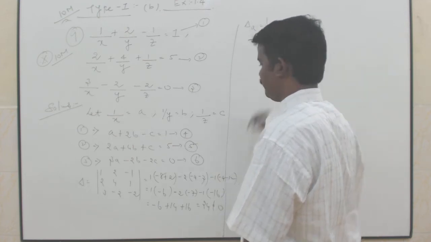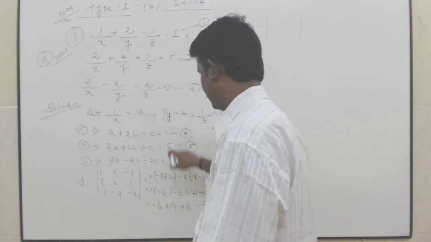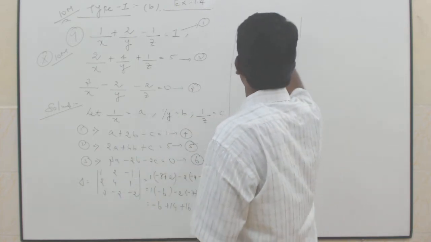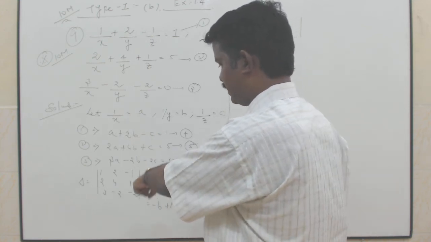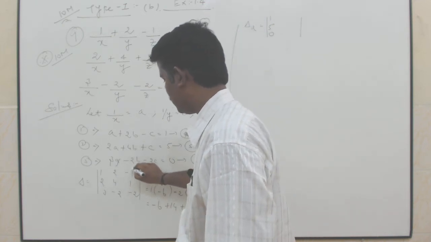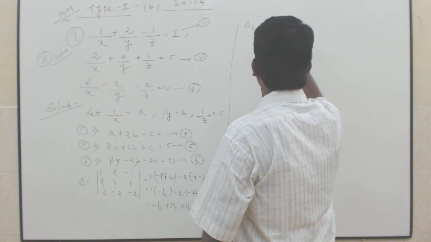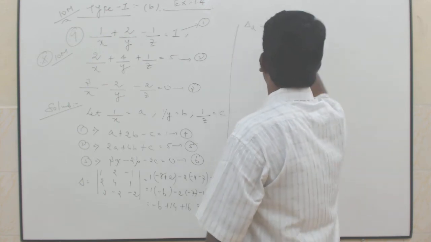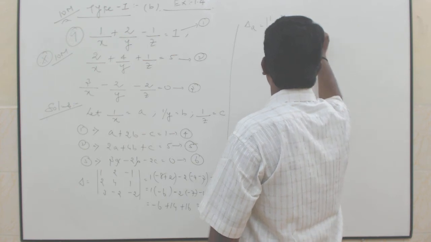Find out what is delta A. How will you find out delta A? Replace the first column by the right hand side constant. What is the right hand side constant? It is 1, 5, 0. Write the second column and the third column as it is. The second column is 2, 4, minus 2. What is the third column? Minus 1, 1, minus 2.